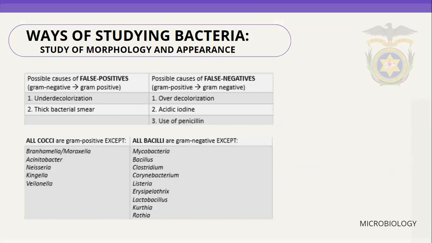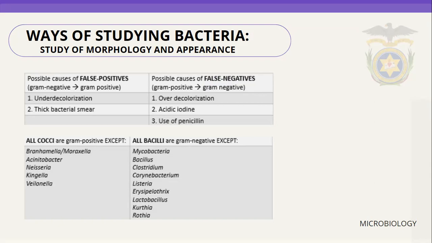I also made a table here about the possible causes of false positives and false negatives in gram staining. First, the possible causes of false positives, wherein gram-negative bacteria become gram-positive: we have two, under decolorization and thick bacterial smear. Meanwhile, the possible causes of false negative reactions, wherein gram-positive bacteria become gram-negative: we have three, over decolorization, acidic iodine, and use of penicillin.